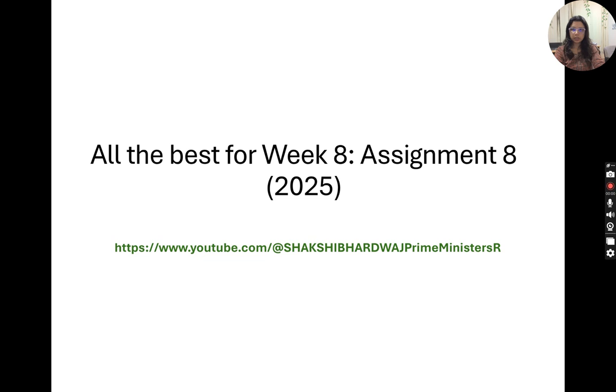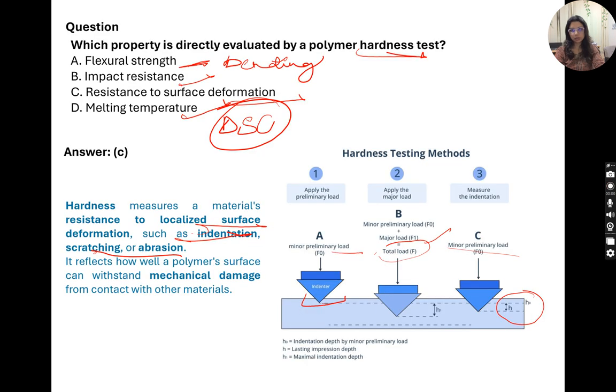Okay, then moving forward to the next question. Oh, that's the last question. Sorry. With this, we can say that we have covered some of the testing techniques, like tensile, rheology, hardness, and the basic testing parameters which we need to keep in mind while testing polymers. We will also take up more polymer testing techniques in the next session, because it's a 2-week class on polymer testing.